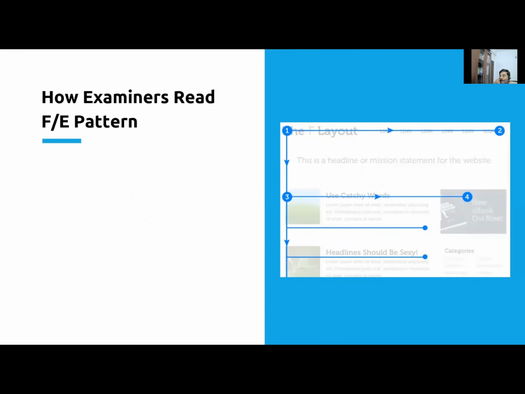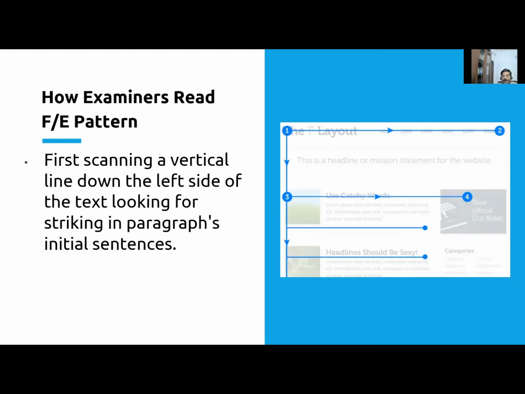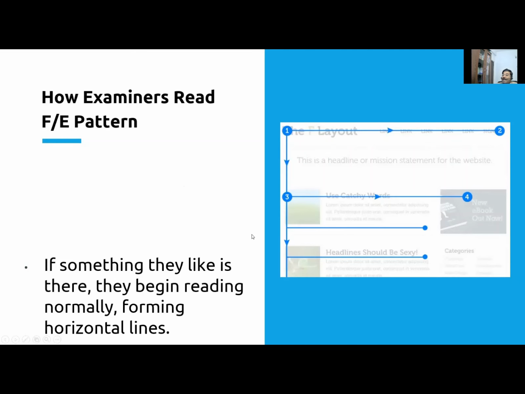So how do examiners read? Usually there are a couple of ways. The common one is the F or E pattern. First scanning vertically, then going through this. This is the usual: a vertical line down the left side, to see how you have organized the page and what the striking points are. And when we see something very catchy, then we start to read it, forming the horizontal lines.